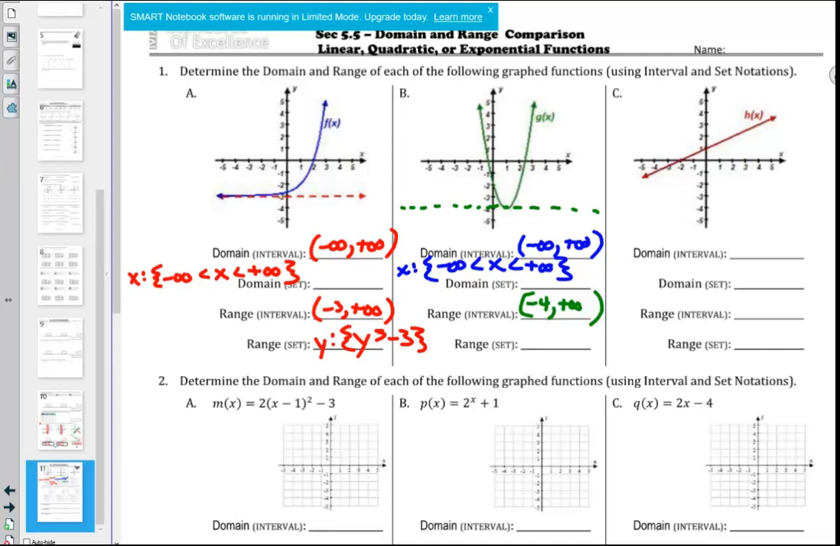How would you write it in set notation? You write the y, the colon, the braces, and then you would just say the y, but now instead of greater than, because unlike an asymptote, since the turning point actually does touch -4, it would be greater than or equal to -4. And then close the braces.